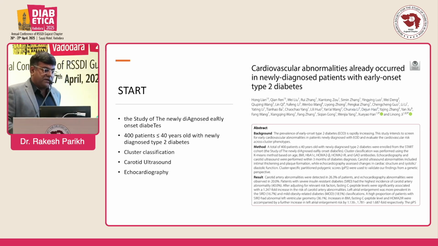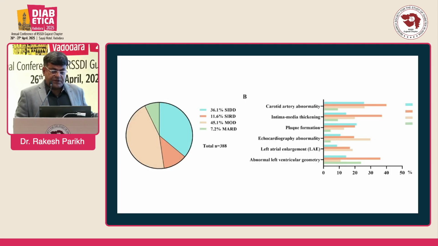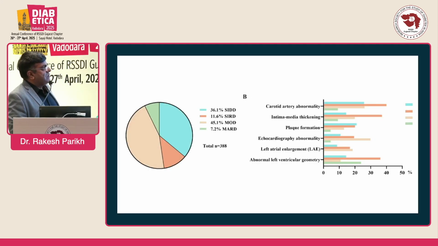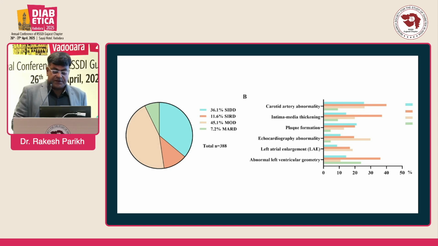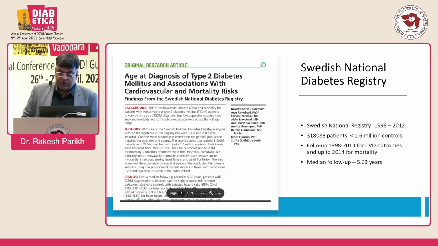This is another study, the START study, the study of the newly diagnosed early onset diabetes. There are 400 patients included in the study, with onset of diabetes less than 40 years, and they did a cluster classification. So they classified these people based on SIDD, MODD, and so on, and they looked at their carotid ultrasounds and echocardiography. These are all young onset diabetics, and at the time of diagnosis of diabetes, they have this much of abnormalities: carotid artery abnormalities, intima media thickening, plaque formation, echocardiac abnormalities, left atrial enlargement, abnormal left ventricular geometry. So around 40% of people with SIRD already have a carotid artery abnormality at the baseline itself in the young population. What about the cardiovascular disease and mortality?